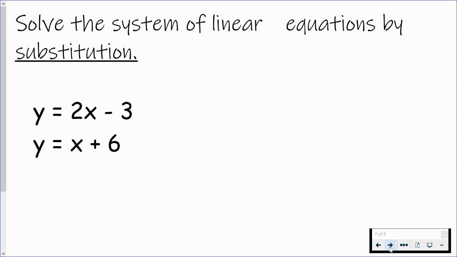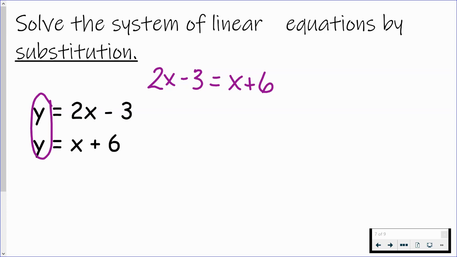Okay, so I have y equals 2x minus 3 and y equals x plus 6. Well, if you watched my other videos that I've talked about substitution with, then you would know that when they're both y equals, we set them equal. So here we go. I'm going to do 2x minus 3 equals x plus 6.